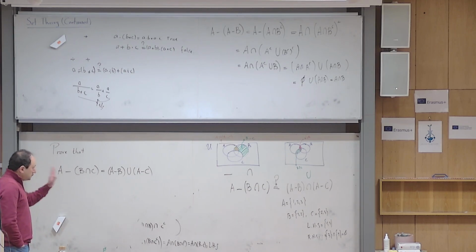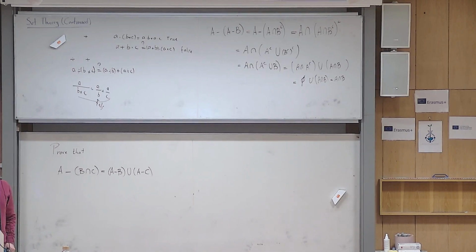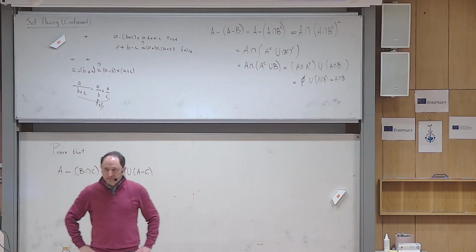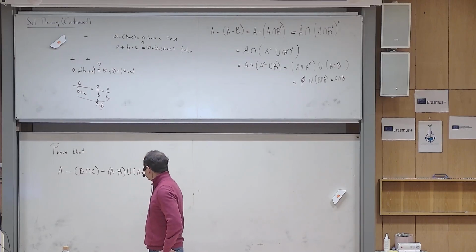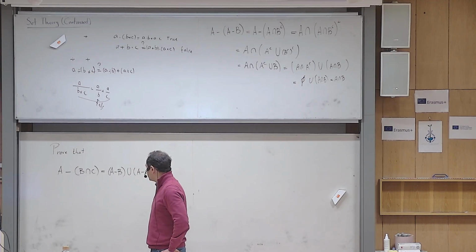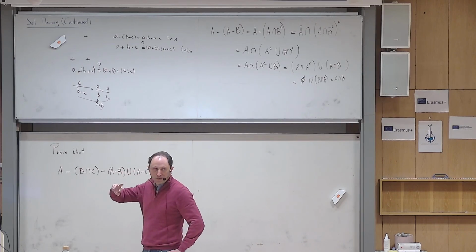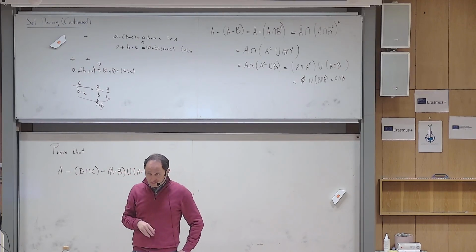Let me give time a little bit to others as well. Any ideas? Yes? Starting from the left-hand side, you can rewrite the subtraction as intersection of the complement. And then De Morgan's law. You can also start from the right-hand side, of course, but then you have to factorize, because factorization and distribution are two sides of a coin, yes?